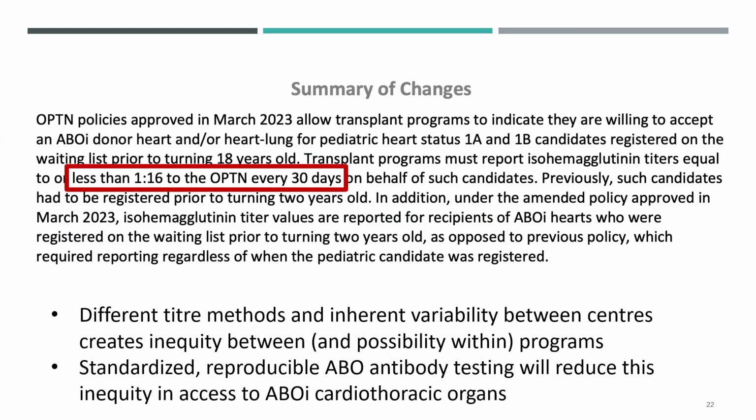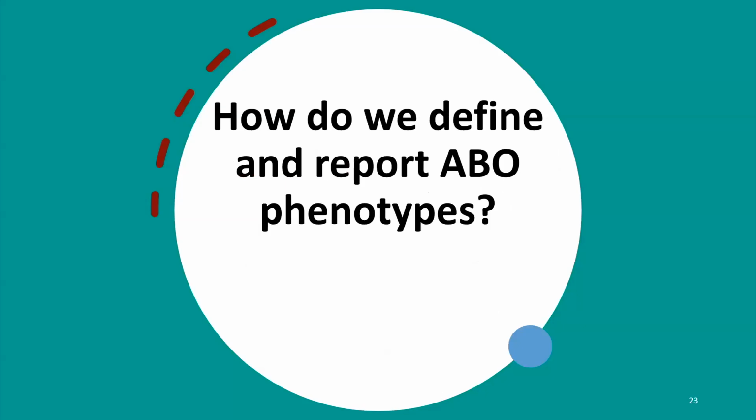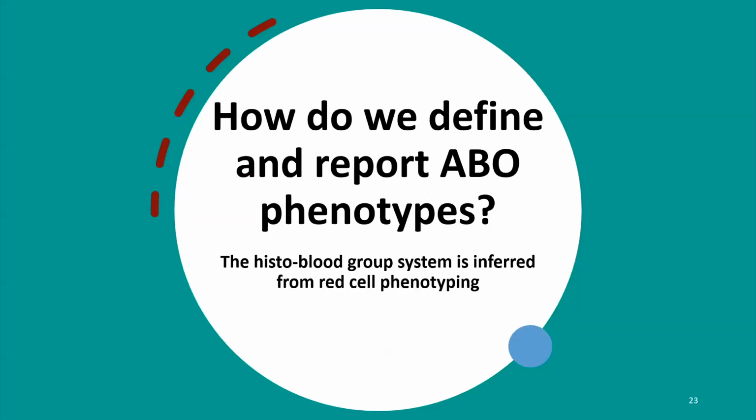So yeah, because of different titer methods and inherent variability between centers, this also creates inequity between the programs. If one program is using a very sensitive method and one is using a less sensitive method, one program will list that child for an ABO compatible transplant and one will not. If we had standardized, reproducible ways to measure these antibodies, that would reduce that inequity and also increase the safety.